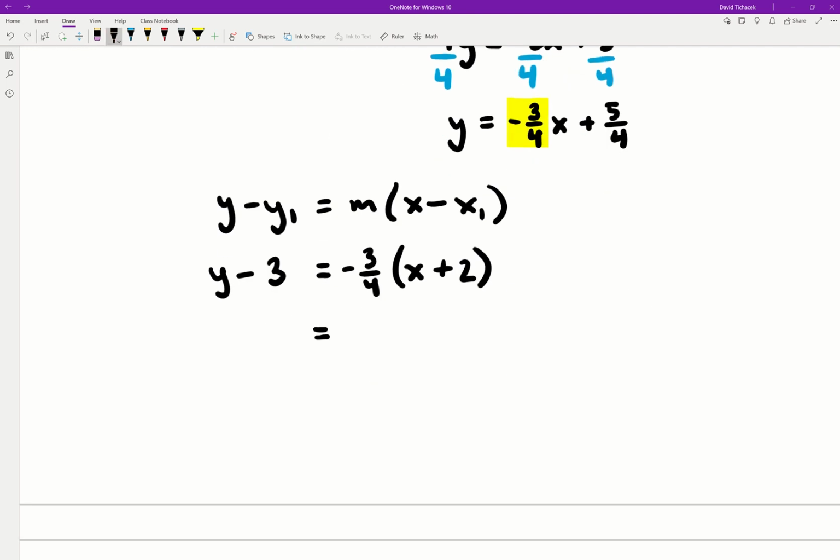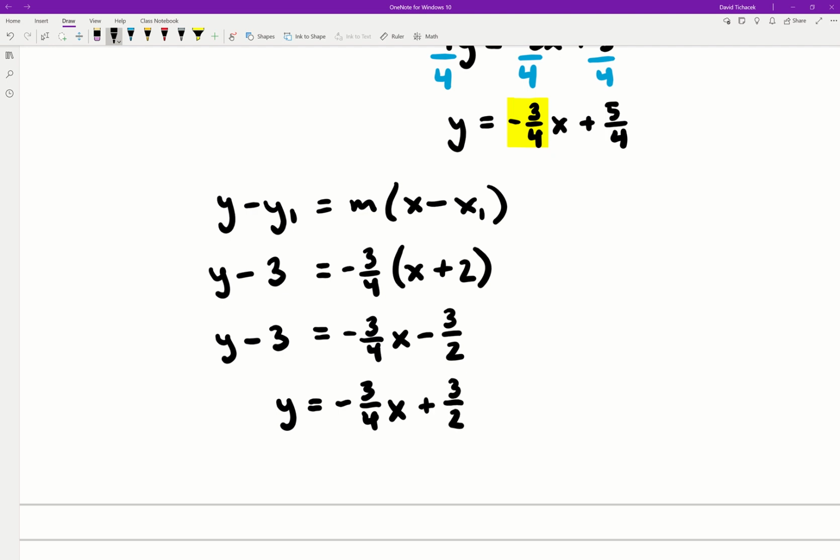And then using the usual steps, distributive property there on the right-hand side, so that's going to be -3/4 x minus 3 over 2. That is equal to, of course, y minus 3. And then when you add 3 to both sides, we are going to be getting the following. So y is equal to -3/4 x, and then that would be, I believe, plus 3/2 if I am not mistaken, which I don't think I am.